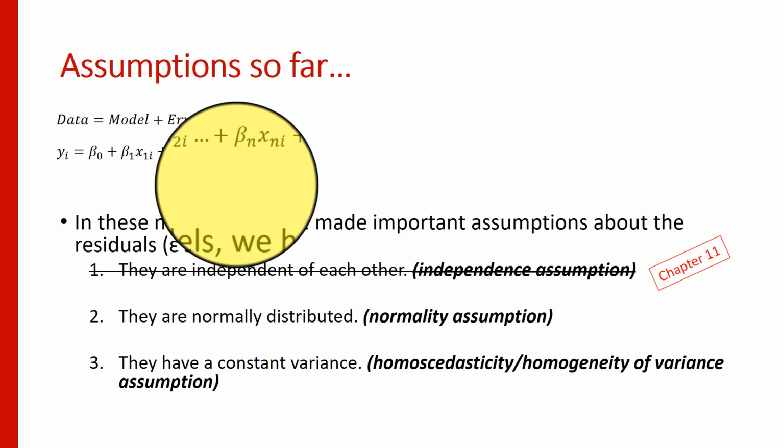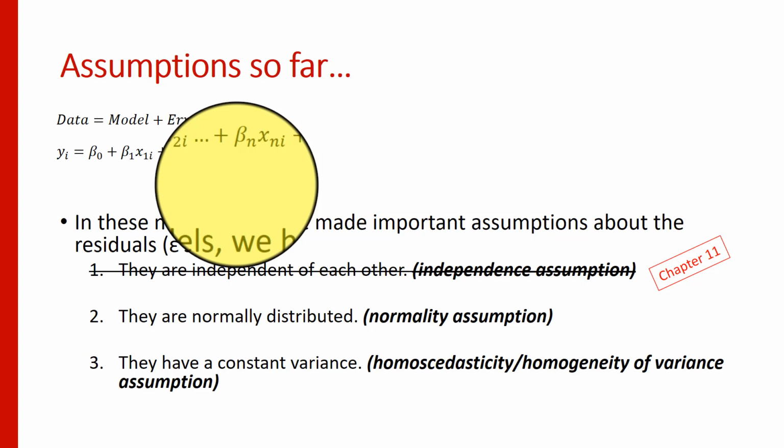However, we have some other very important assumptions about our error terms, not our data, which are that they are normally distributed, which we refer to as the normality assumption, and that they have a constant variance, which is referred to as homoscedasticity, or the homogeneity of variance assumption. So these two assumptions are still quite important. And the p-values that we calculate assume that these assumptions are totally correct. As we'll see, it's not always the case that these things are totally correct.